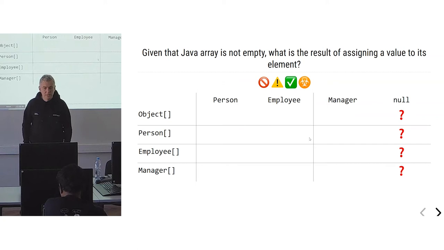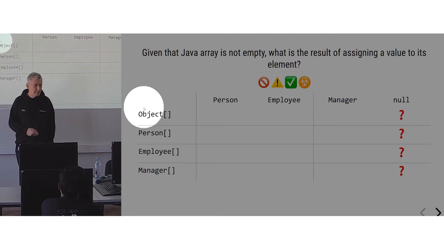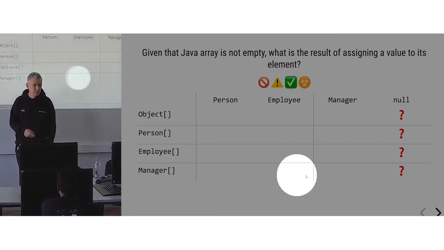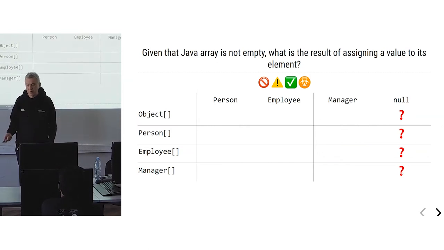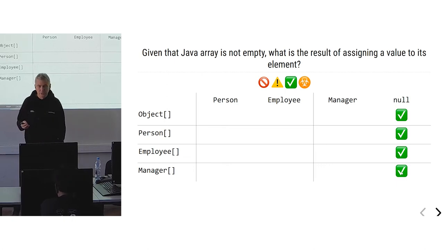Then let's try to think. Given that the Java array is not empty, what is the result of assigning a value to its element? Can we assign, say, nulls to persons, employees, or managers? I will open it up for you because it's quite trivial. In Java, we can assign nulls everywhere. So null will always do, because null can mock just any type, right?